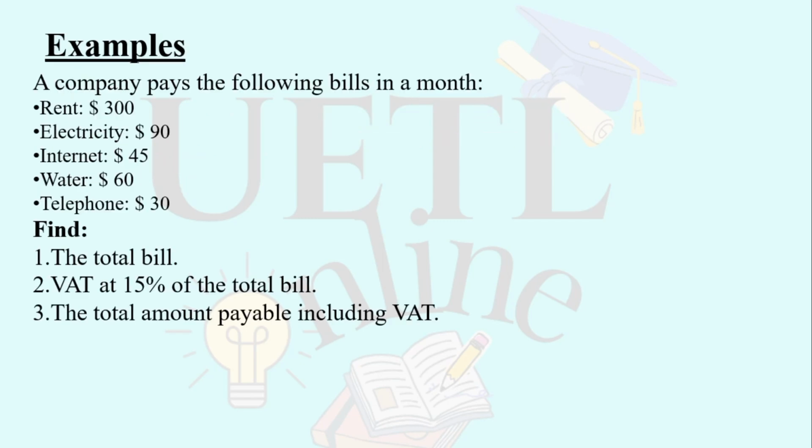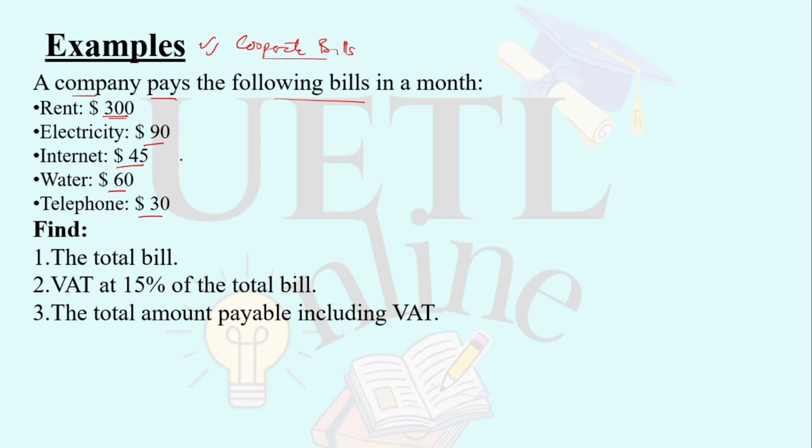Let's take a look at this example. This is the example on corporate bills. Let's see how to tackle it. A company, usually a small company, pays the following bills in a month. The first is the rent bill, which is $300. Then electricity, which is $90. Internet, which is $45. Water, which is $60. Telephone, which is $30. So this is a small company.